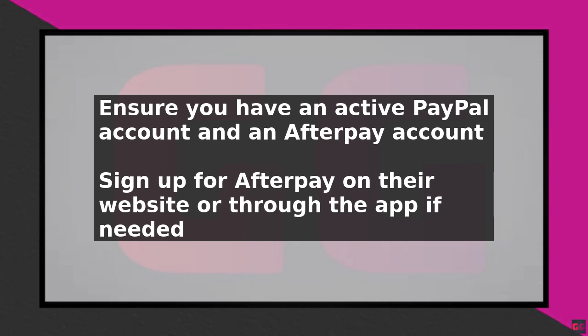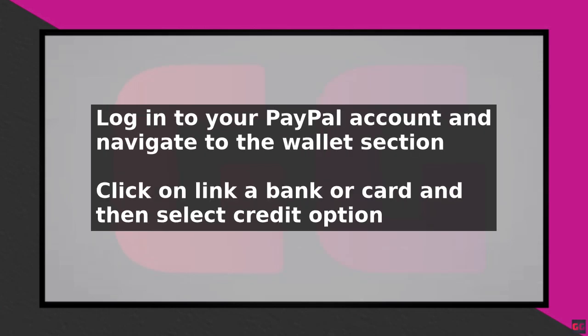In the Wallet section, click on Link a bank or card and then select Credit. On the next screen, you will see a list of available credit options, including Afterpay. Select Afterpay as your payment method and you will be redirected to the Afterpay website.